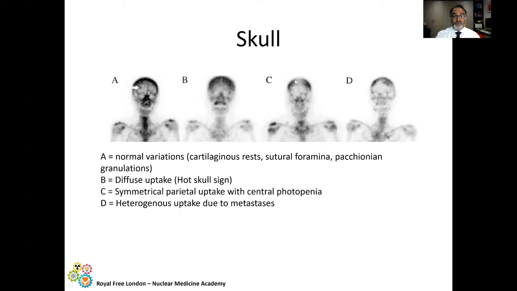This is another appearance where you've got diffuse uptake throughout the skull, the so-called hot skull sign. This is also another normal variant, where you've got increased uptake around the parietal bones but relative photopenia in the middle. And then here you've got heterogeneous uptake, and this is actually due to metastatic disease. As you can see, it's difficult to appreciate the difference between the pathological findings and some of the normal variants.